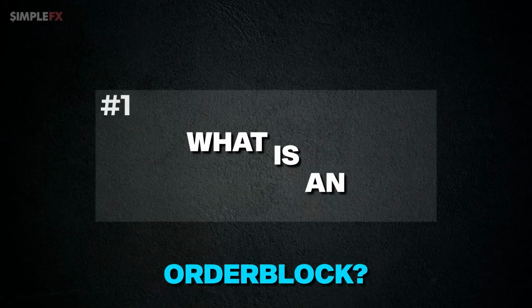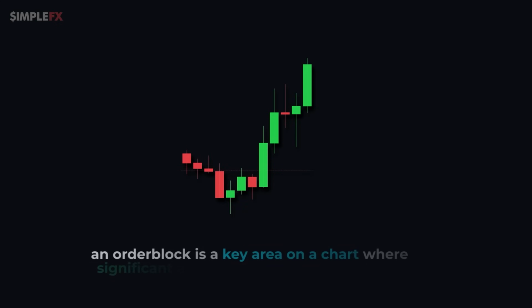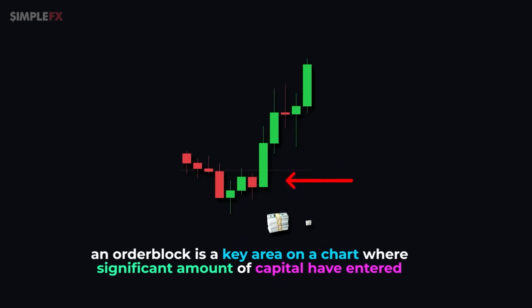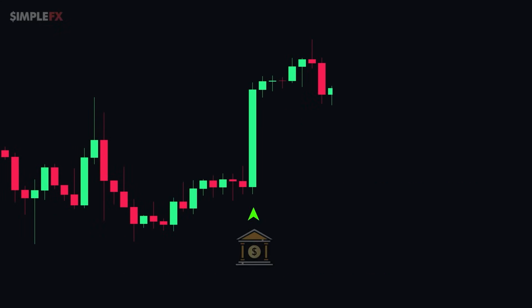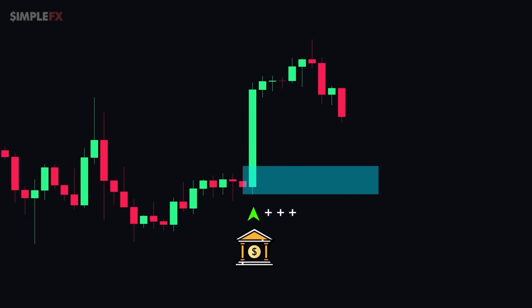First, let's start by understanding what an order block is. An order block is a key area on the chart where significant amounts of capital have entered the market, typically by big banks or large institutions, often referred to as smart money. Since they trade with substantial capital, their actions usually cause noticeable price movements on the chart. So if you notice the price moving sharply from a specific area, like this one, it could indicate that smart money has taken a position. Large buy orders are needed to drive the price up this quickly. The initial area where these trades are executed is known as an order block.